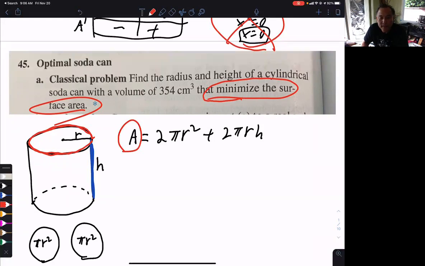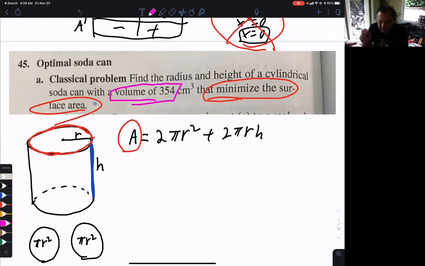We need the derivative. But you should see another problem. We have two different variables. We have to get rid of one. So somewhere in the problem, there's more information that we need. And here it is. The volume of the can is 354.